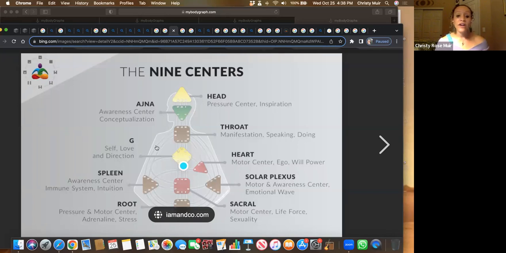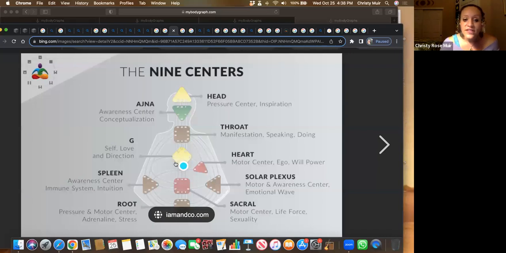It's where we're trying to get all of our energy to so that we can actually be expressed and fulfilled in our lives. The G center is also known as an identity center. That is the categorization of the center that it is. Instead of awareness or pressure or manifestation, it is an identity center. It is about love of self, universal love, and direction in life.